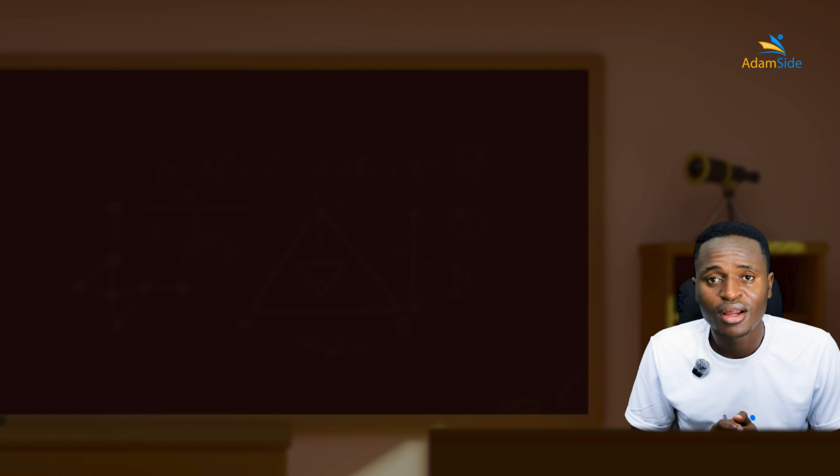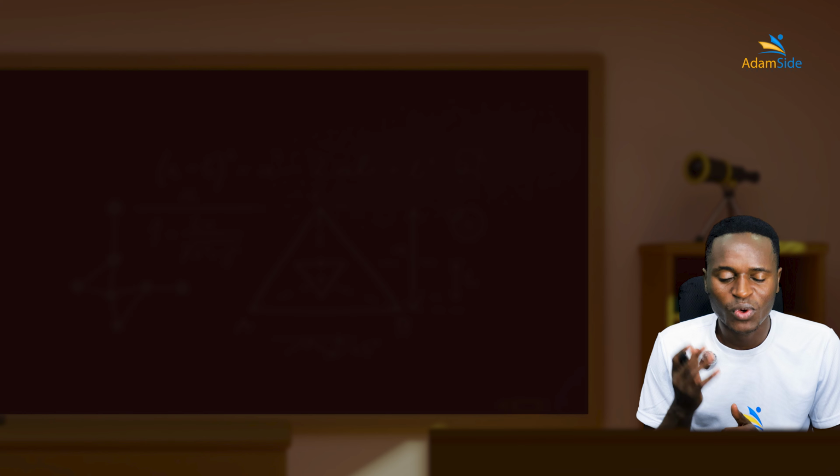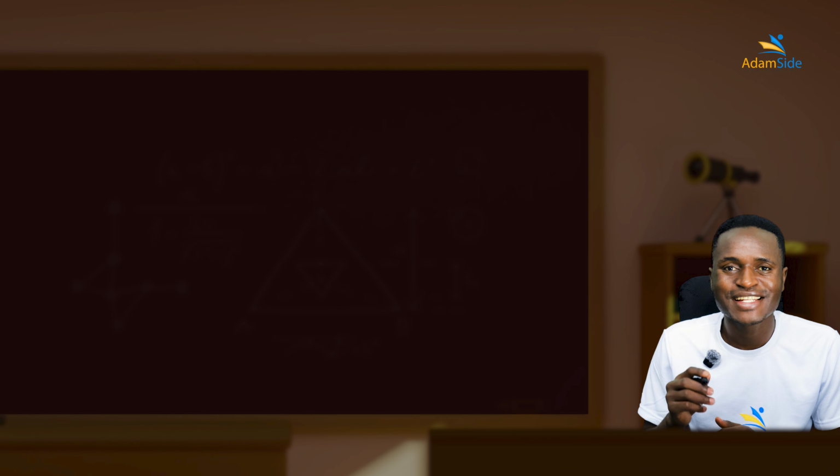Today I'm going to solve October-November variant 2 2024. It's one of the IGCSE extended math papers. So we're going to start from question number 1.